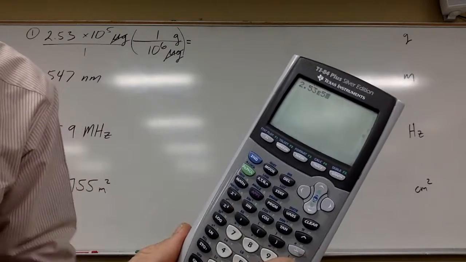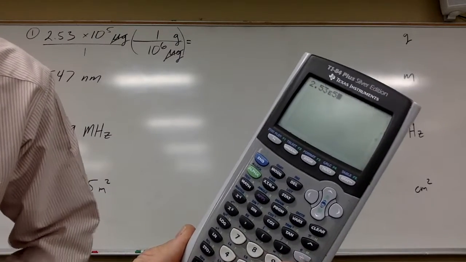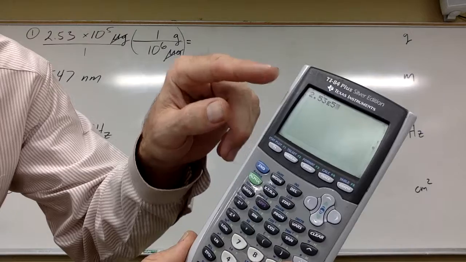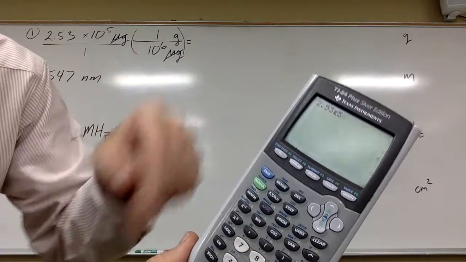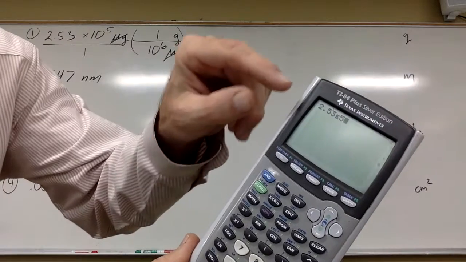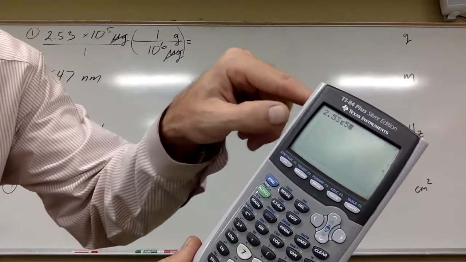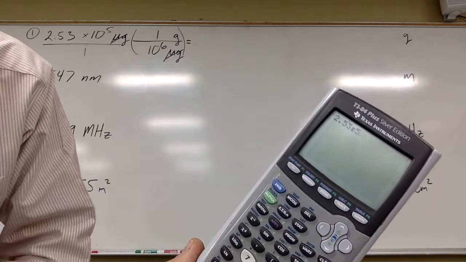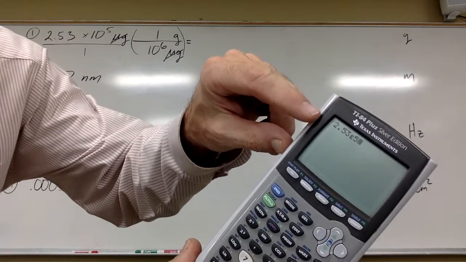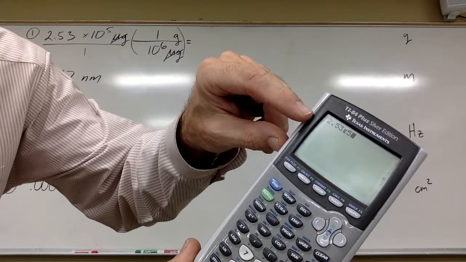Okay, any other combination of keys you can press in your calculator, there's plenty of ways to get the right answer. This happens to be the most careful way to do it because your calculator sees that as a number. Okay? It doesn't see it as a 2.53 and a 10 and a 5 separated by mathematical operations. It now sees this as a number, 2.53 times 10 to the fifth.